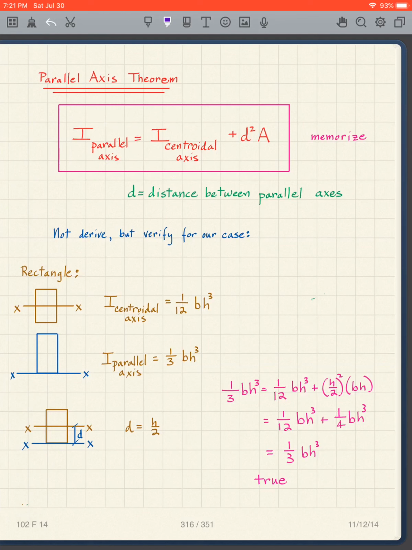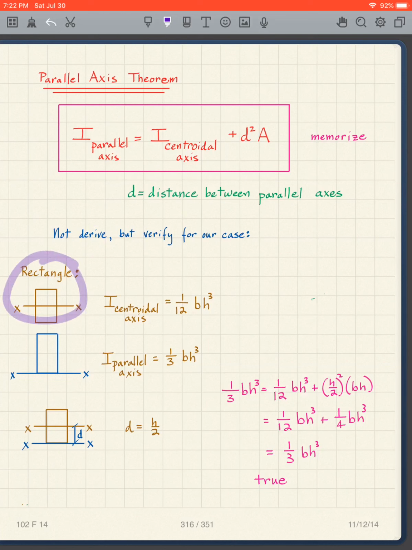So what is d squared a? We'll get into that. Well, d is the distance between parallel axes. Okay, so I'm not going to derive this, but I will verify it for our case. So what does that mean? This is going to explain to you exactly what it means.